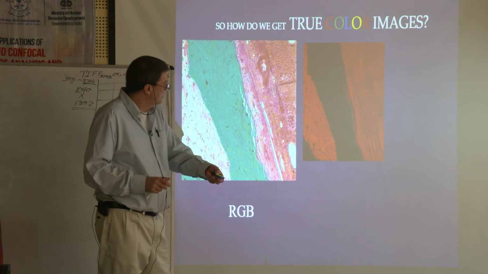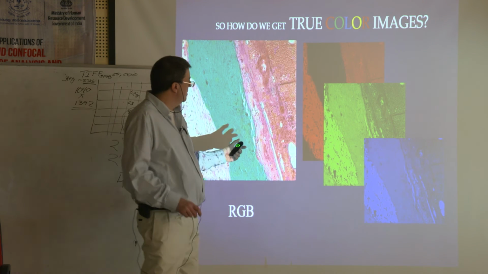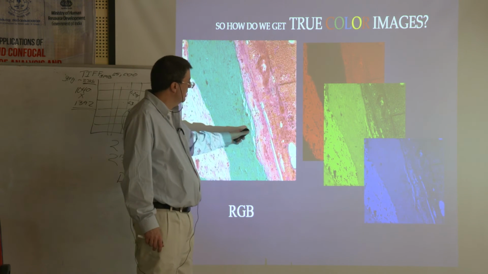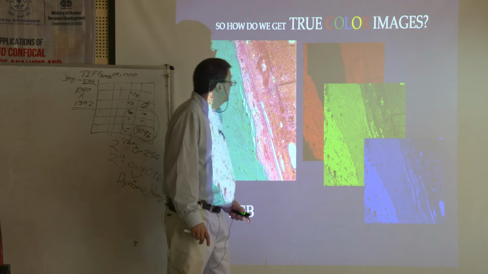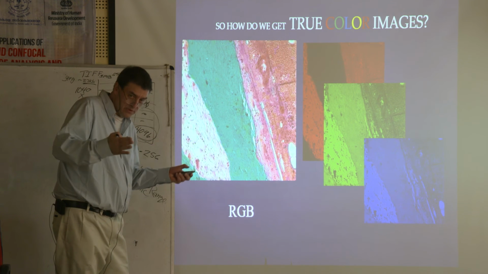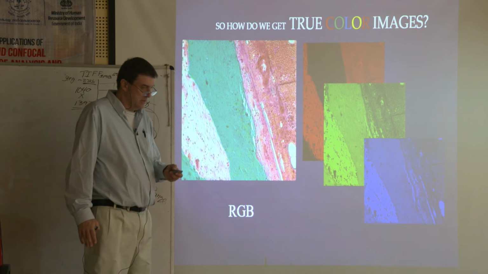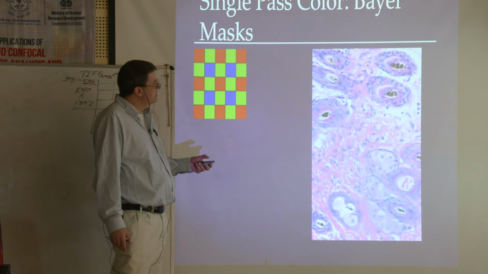Okay, a red, a green, a blue. So anytime you see something like this, a color picture, it's really a red, a green, a blue. Three pictures. The camera will literally take three pictures, shove them together to create this.